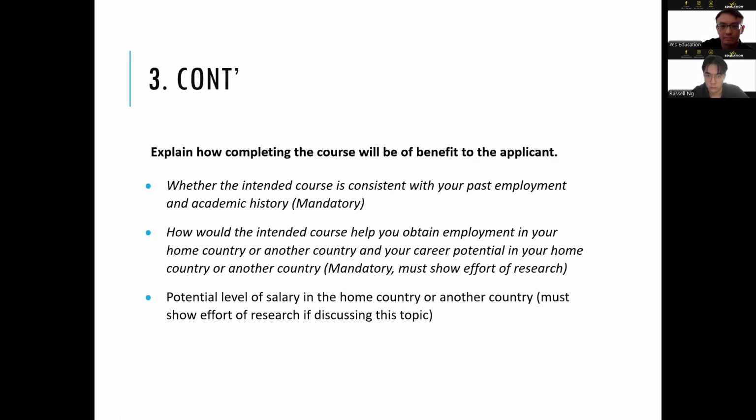So what the immigration department wants is to see students leaving Australia. So you need to show them you have a good career potential outside Australia. We'll talk about that later, how we can achieve that. And then you need to talk about potential level of salary in the home country or another country. You must show effort of research when you're discussing this topic. And we'll touch on what kind of effort of research is preferred.